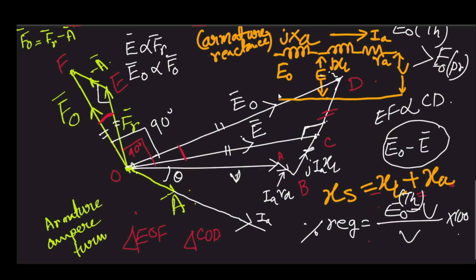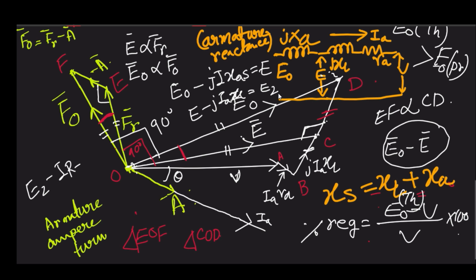See here actually what you are having, from this, this is the circuit diagram. So it is quite clear that you are having E naught, once you subtract minus jIXS, you are having E, and from E once you subtract minus jIXL, then according to my second diagram, you will have E2, and when you subtract E2 minus IR, you will have V.